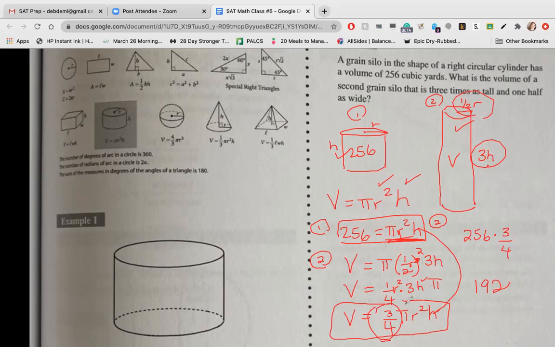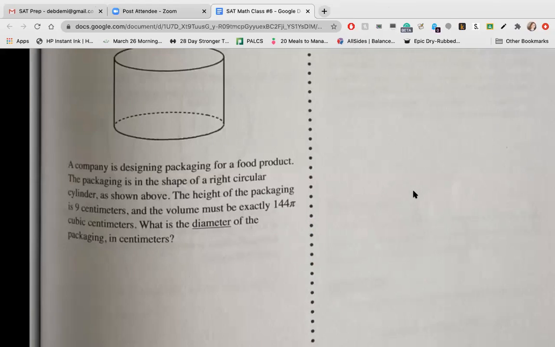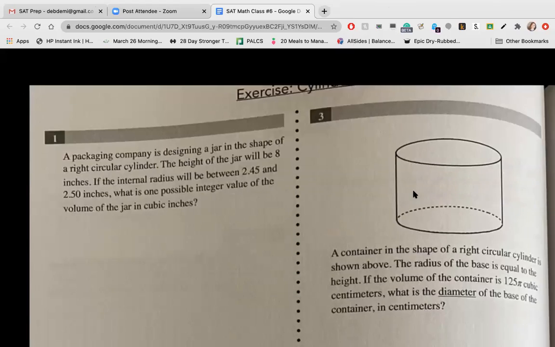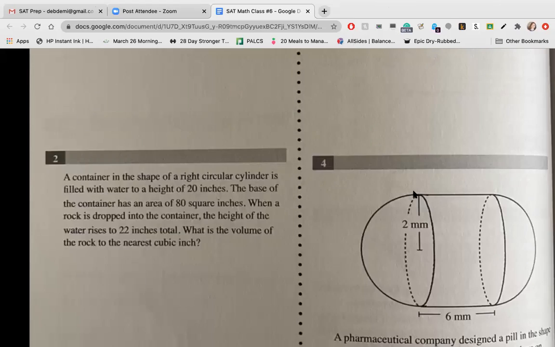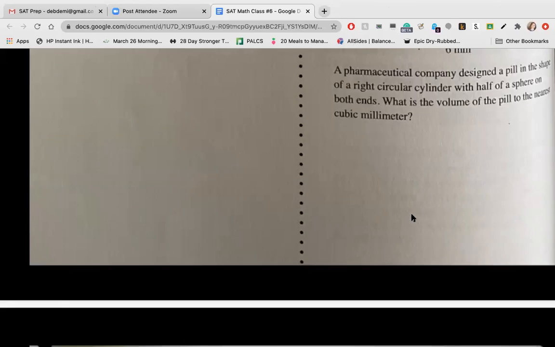Okay, moving on to everyone's favorite topic, trigonometry. There's not very many of these on there. There's only 5 of these kinds of problems on the SAT. But hey, it's 50 points. 50 points are 50 points. So here's all your cylinder things. That one looks kind of tricky, but it's not. That pill one, it's not bad at all.